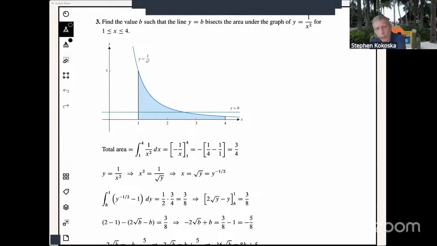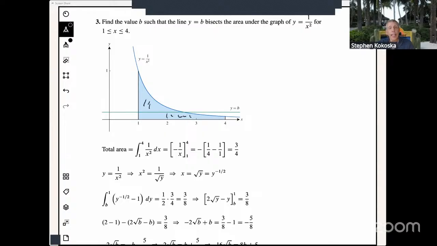So here's what I want to do. I have to find the total area underneath that curve between 1 and 4, bounded above by the graph, below by the x-axis, between x equal 1 and x equal 4. And then I want to find a horizontal line y equal b so that half the area is up here and half the area is down there. Now, there are a couple of ways to do this one. Here is a way that I attacked it.